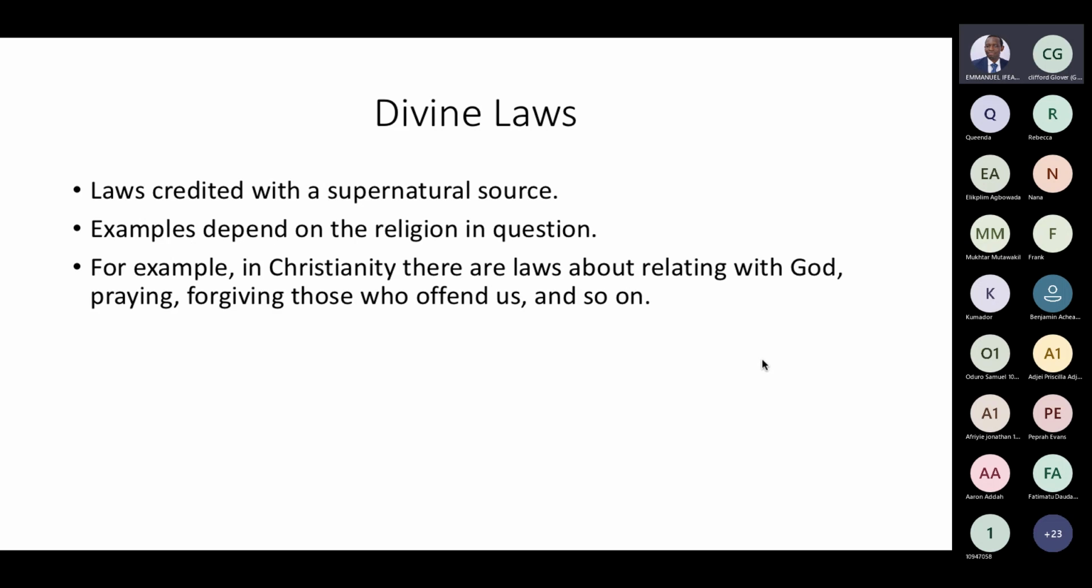Then we have divine laws. Now, divine laws are laws credited with a supernatural source. Examples will depend on the religion in question. So, for example, in Christianity, there are laws about relating with God, praying, forgiving those who offend us, and so on. So, those are examples of divine laws.